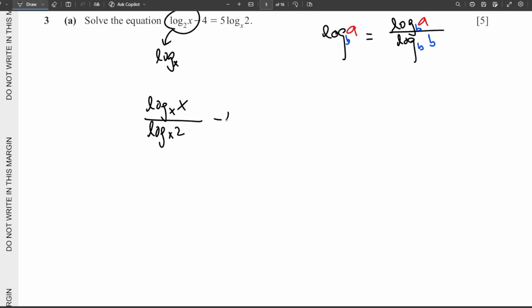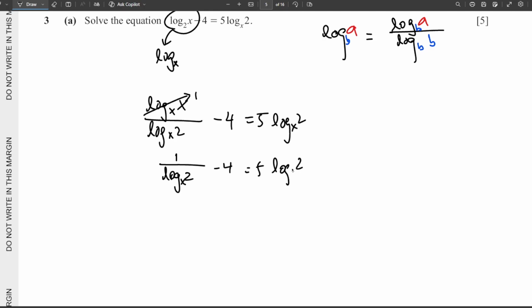So that's what happened here. Minus 4 equals 5 log 2 base x. Okay, if you recall also one of the logarithm rules, log x base x, you can just cancel to become 1. So I have 1 divide log 2 base x minus 4 equals 5 log 2 base x. So I will multiply the whole equation on both sides by log 2 base x.